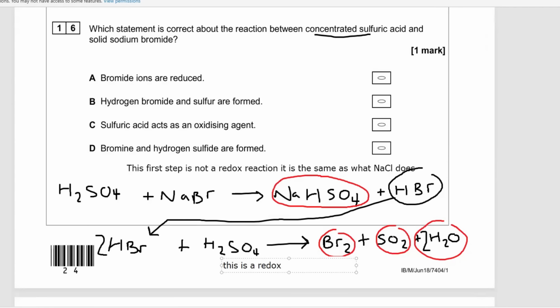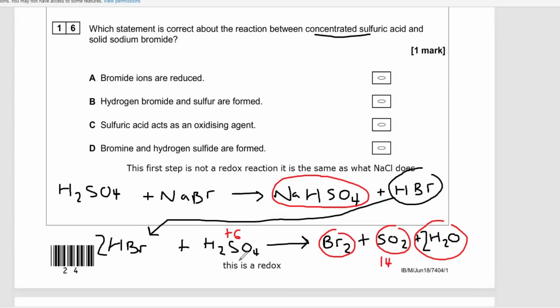we have a redox reaction going on. If we look at the sulfur, it's +4 in sulfur dioxide because oxygen's always -2. And in the sulfuric acid, it's +6. And the bromide ions are -1, and then 0 in their elemental form as bromine. So you can work that out, that's redox. Don't forget OIL RIG: oxidation is loss, reduction is gain.